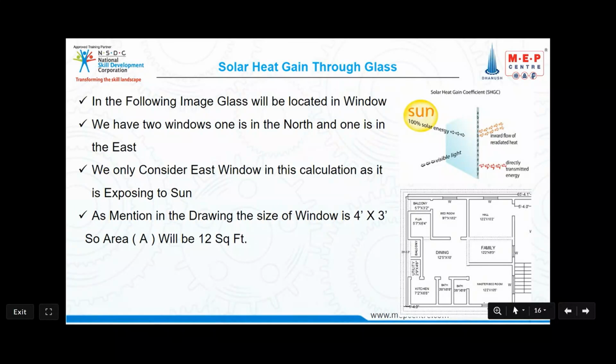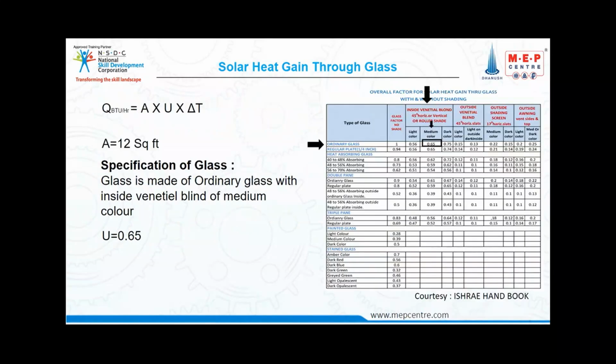So Q equals A into U into delta T. Here area of glass equals 12 square feet. It was mentioned in the considerations, we told you that the size of the window is 4 feet by 3 feet. As the size of the window equals the size of the glass, that is the reason 12 square feet we have taken.